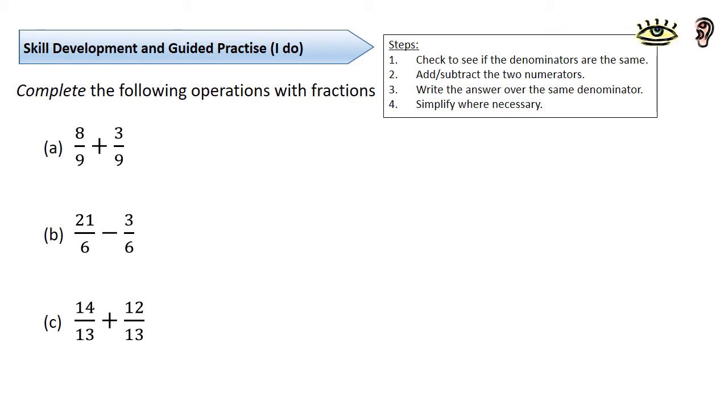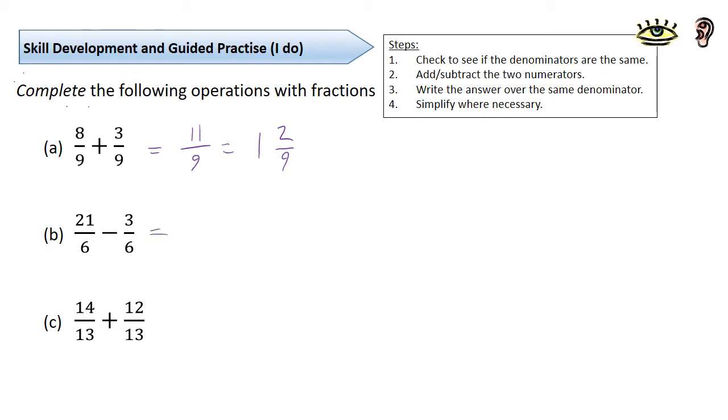So let's have a look at these ones. So do our check first. Denominator is the same. So even before I do anything else, I can write down that bottom number because it's going to be the same. 8 plus 3 is 11. And then if they ask you to simplify, you'll take the 9 out, make it a 1, go 9, 10, 11. You've got 2 left over 9.